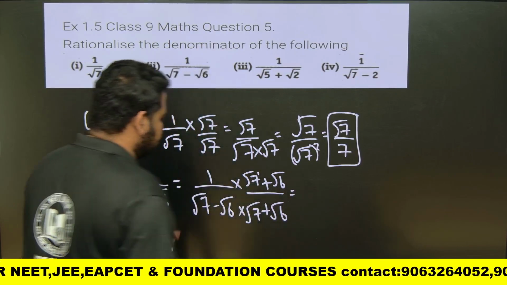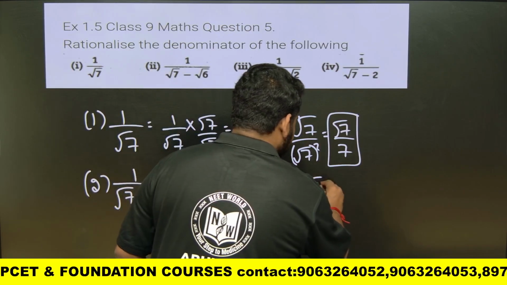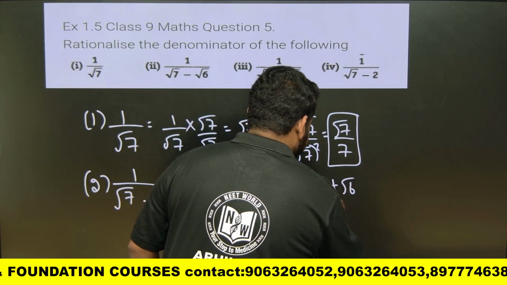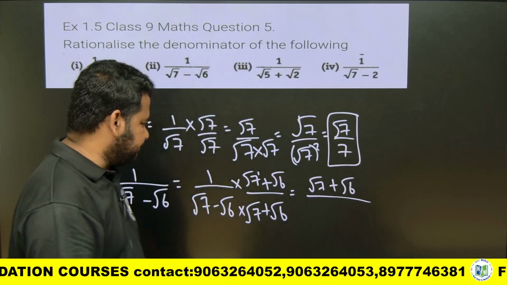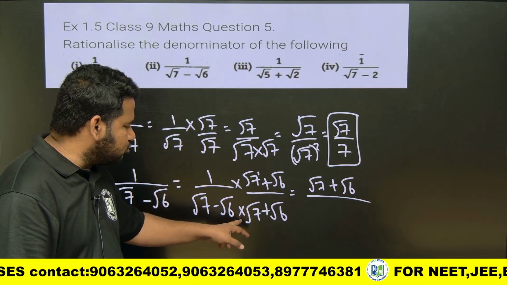So this becomes what? The numerator becomes root 7 plus root 6 into 1, which is nothing but root 7 plus root 6. Okay. But now there is a very important thing you have to focus on. See here, friends, the denominator is root 7 minus root 6 into root 7 plus root 6.